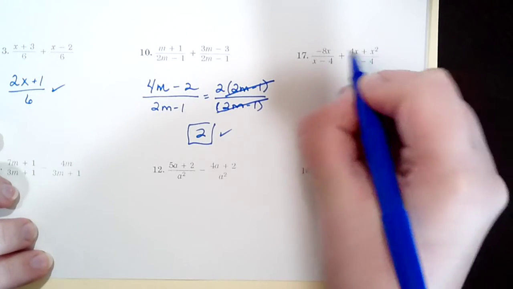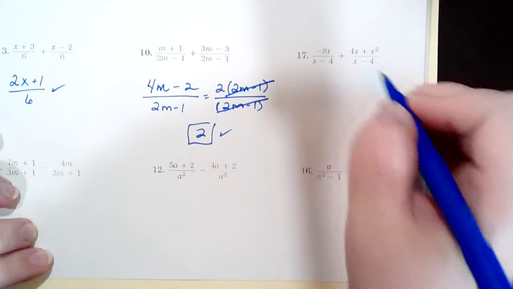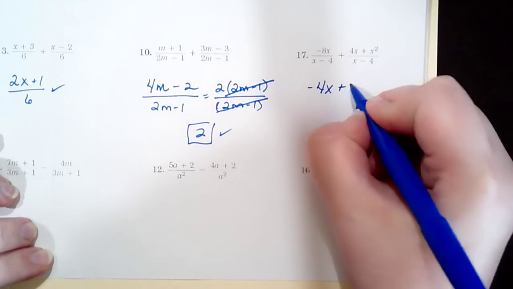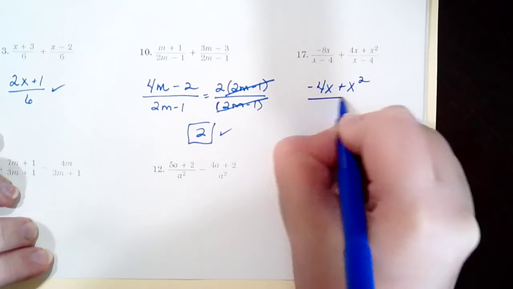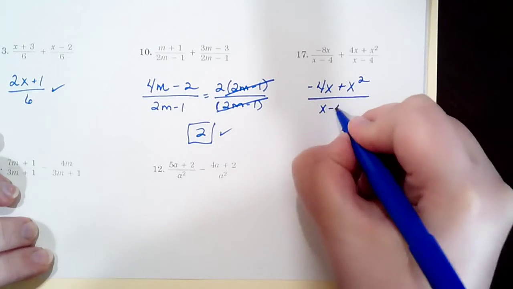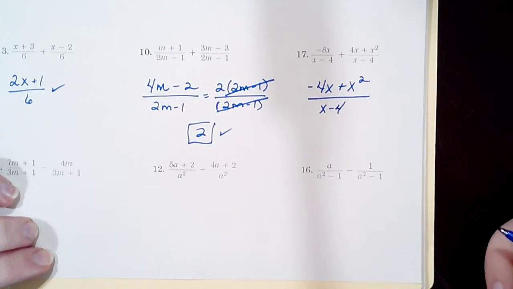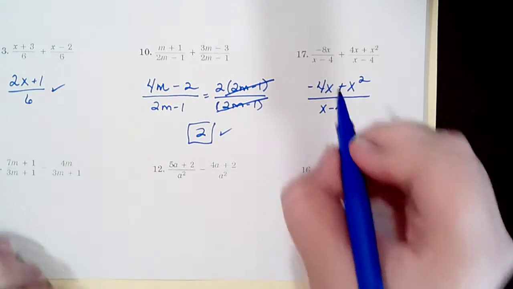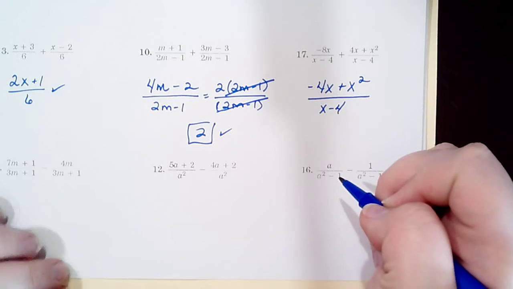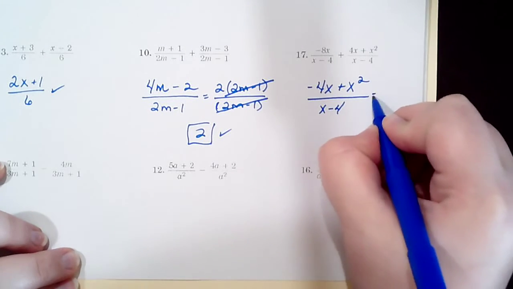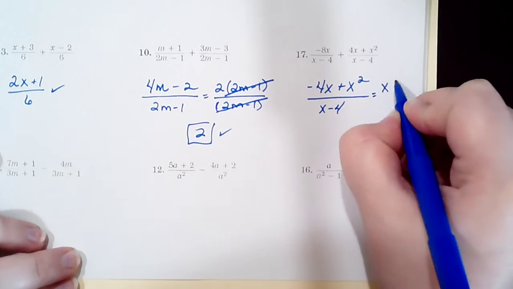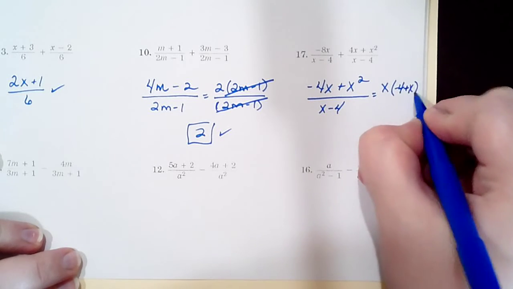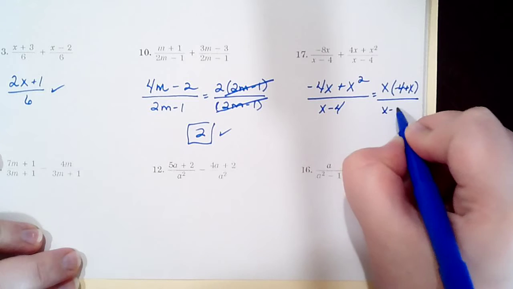like terms on the top as well. -8x plus 4x is -4x. There's nothing to add with the x squared. It's all over x minus 4. This one's really tricky because these don't look like they have anything in common. But if you notice, the top kind of does. If I factor an x out of both of those, I'm left with -4 plus x over x minus 4.